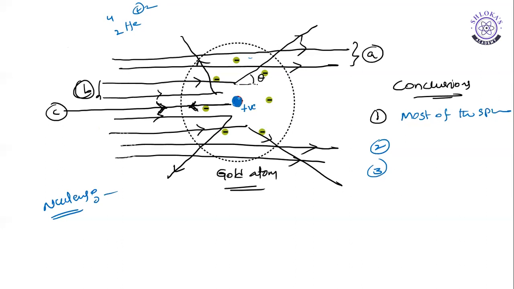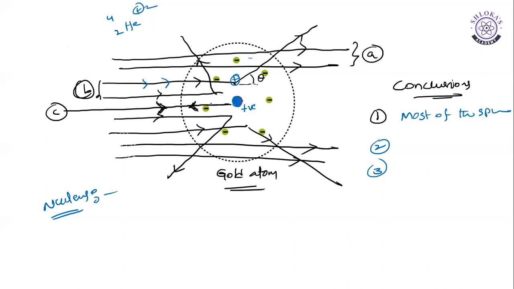This is the smallest region in the atom, present exactly at the center of the atom, right? In this region, all the positively charged and massive particles are concentrated. The alpha particles coming closer towards this nucleus, because of its positive charge and the positive charge on the alpha particle, get repelled, change their direction and get deviated.